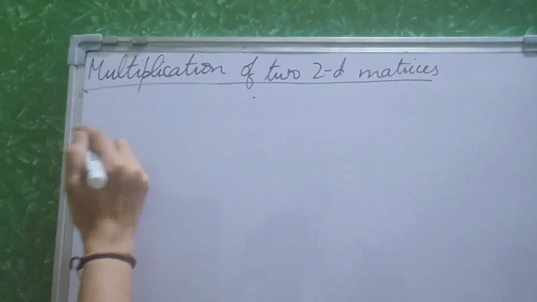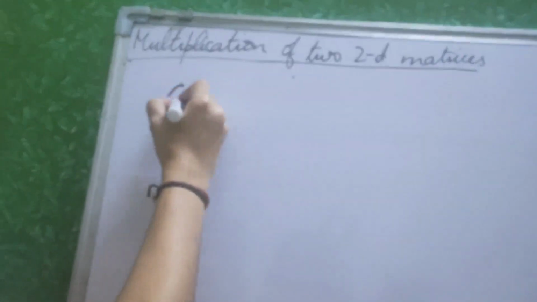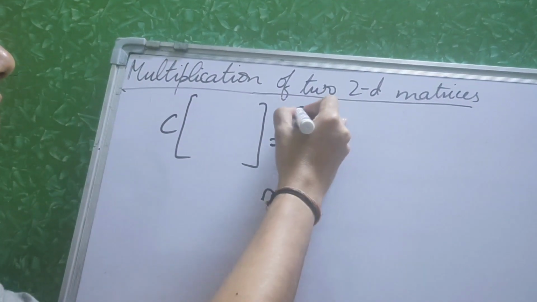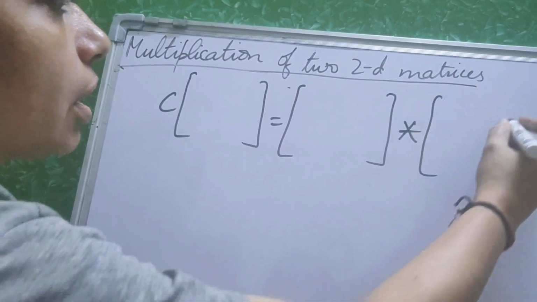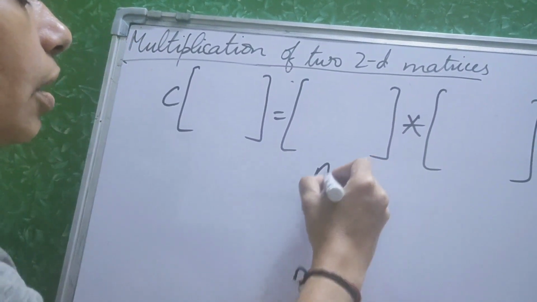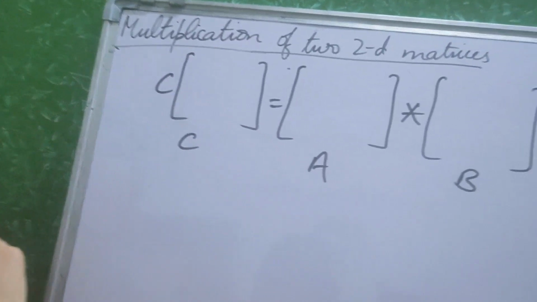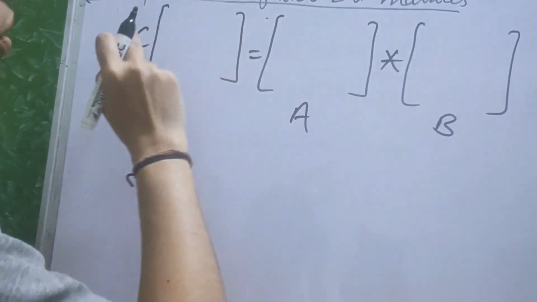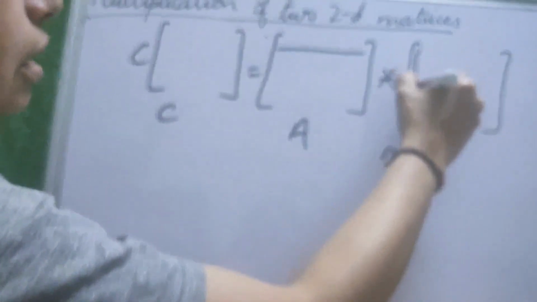Now, multiplication of two 2D matrices. C matrix equals A matrix multiplied by B matrix. A and B, this is C. But what is the condition for multiplication? As we know, the multiplication of matrices starts with this and this.